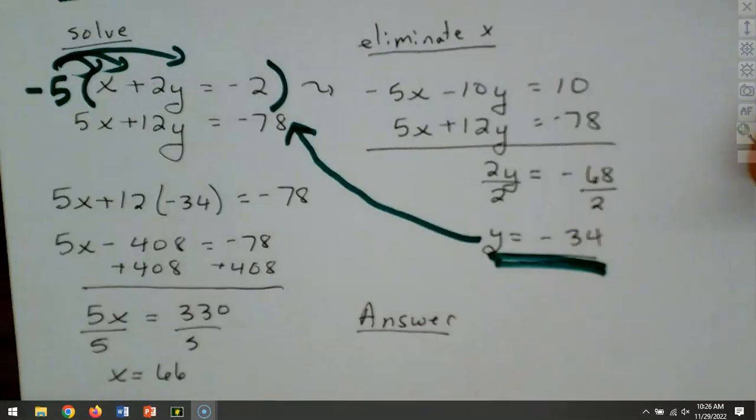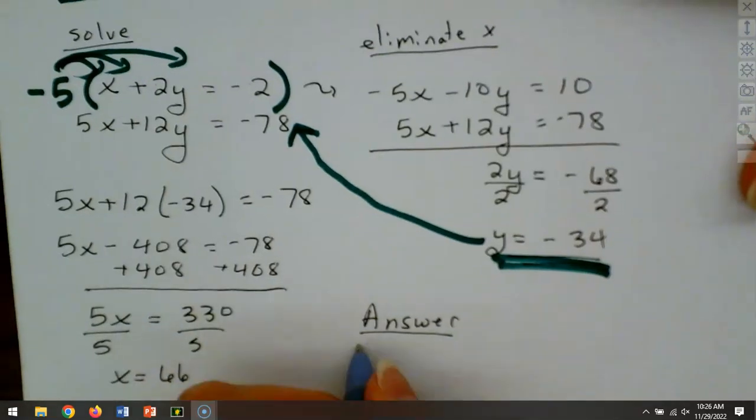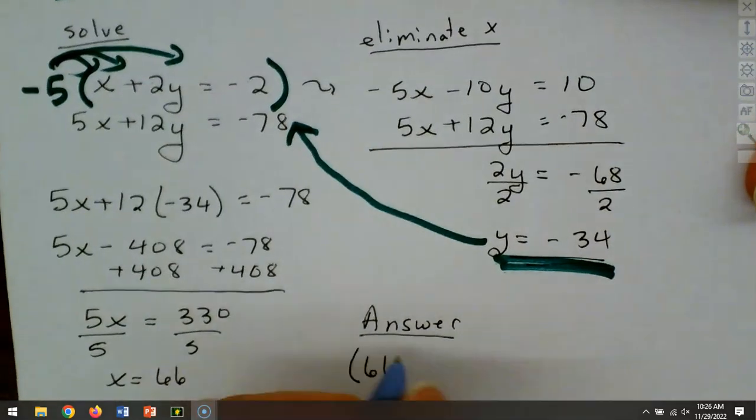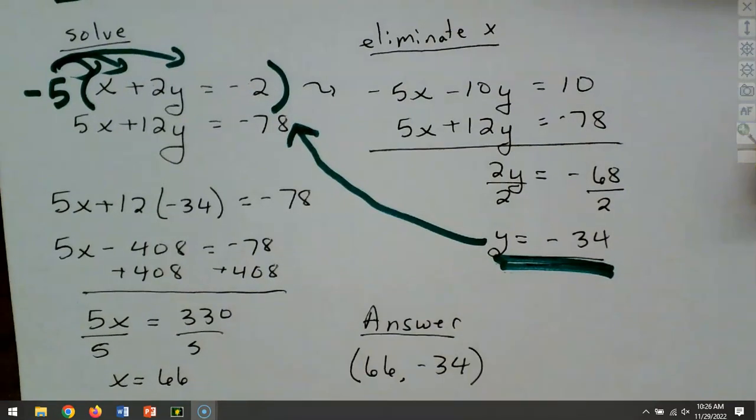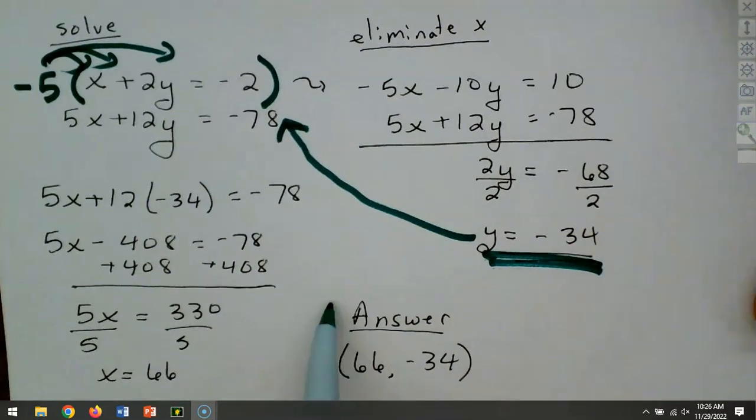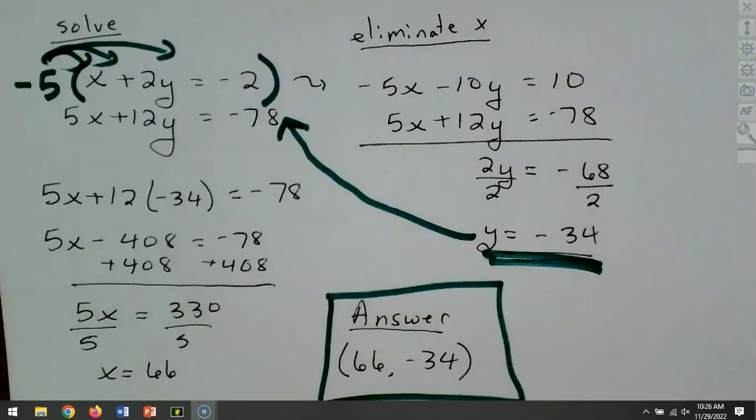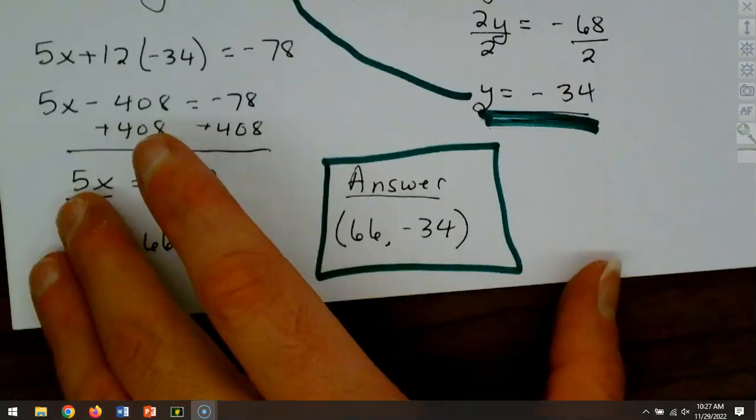So what's my final answer as an ordered pair? Well, it's 66, comma, negative 34. And that is my final finished answer as an ordered pair. Not really difficult. It just takes time. And it's so easy to make a small sign error. So when you work these out, just take your time.